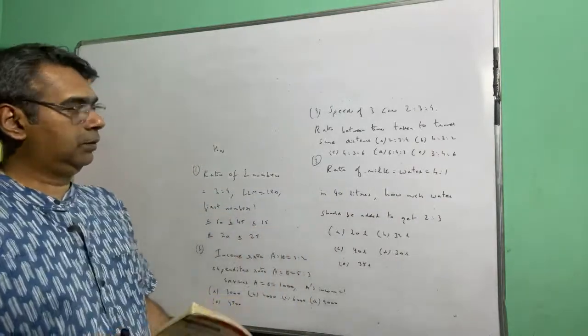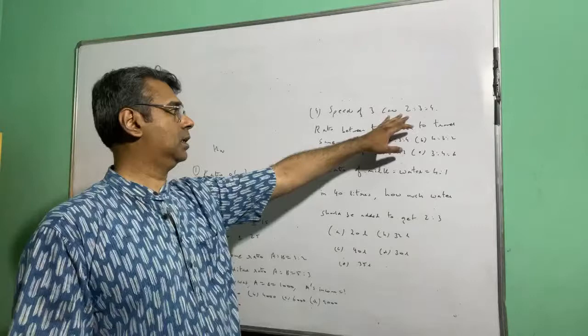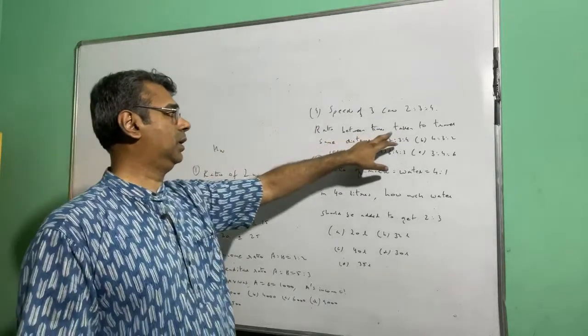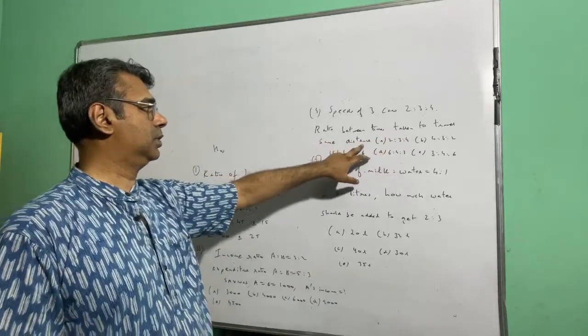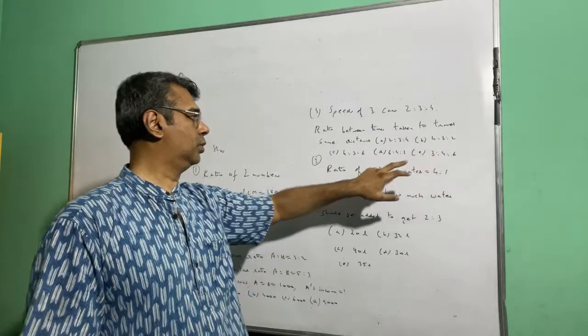Question number 4: the speeds of 3 cars are in the ratio 2:3:4. What is the ratio between the time taken to travel the same distance? Options are 2:3:4, 4:3:2.